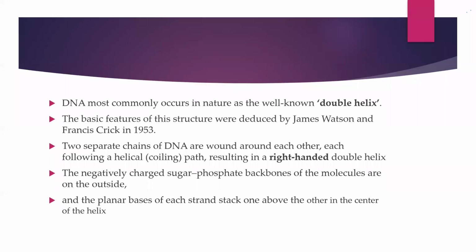Let's see. Most commonly, this occurs in nature as the well-known double helix. Basic features were deduced by James Watson and Francis Crick in the year 1953. As we discussed, 2 separate chains of DNA wound around each other, each following the coiling path or helical path, which will result in a right-handed double helix. The negatively charged sugar phosphate backbones of these molecules are on the outside, and the planar bases of each strand stack one above the other in the center of the helix.